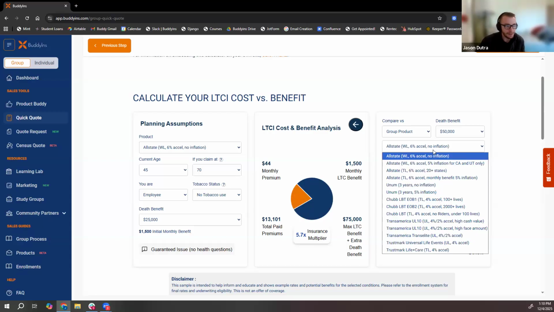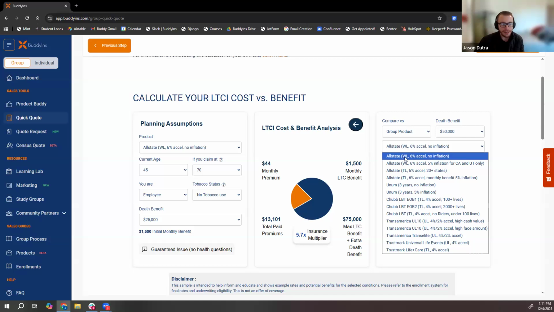We can compare two products to each other as well. But I just want to run through some of the plan designs because we're working on retooling the way that we describe these plan designs. I'm going to help you read between the lines a little bit. For the Allstate Whole Life 6% acceleration, no inflation, that is essentially all of your states outside of California and Utah that don't have that 5% inflation rider on it.